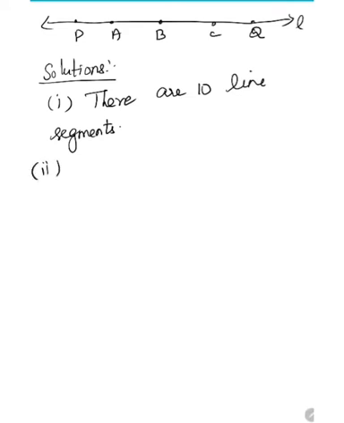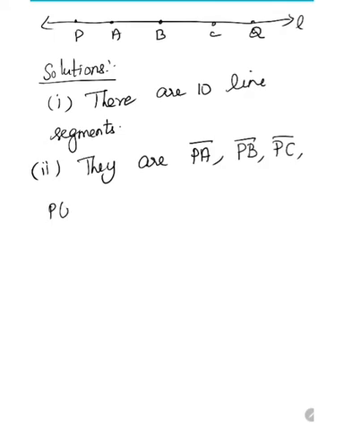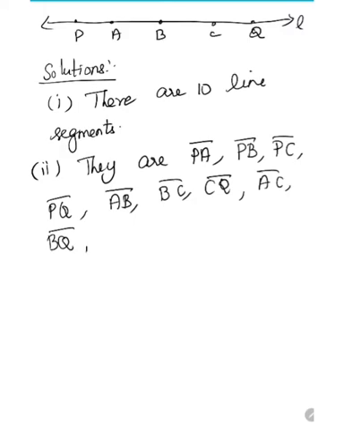Okay. So there are 10 line segments. The second question is, what are they? Name them. So you have to write like this separately: PA, PB, PC, PQ, AB, BC, CQ, AC, BQ, and AQ. See, 1, 2, 3, 4, 5, 6, 7, 8, 9, 10. These are all the line segments here. Okay. So the next questions, 3, 4, 5, are practical geometry. Okay, we will do it later.